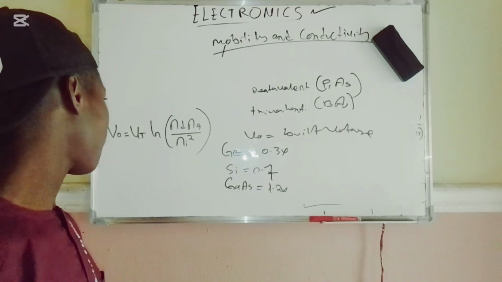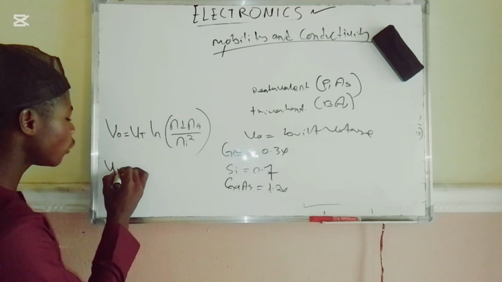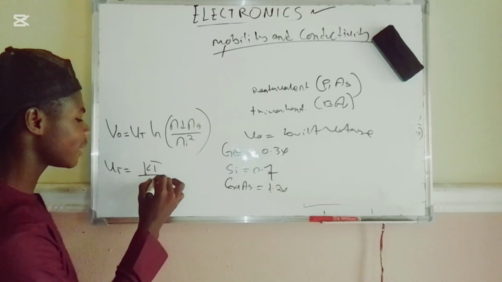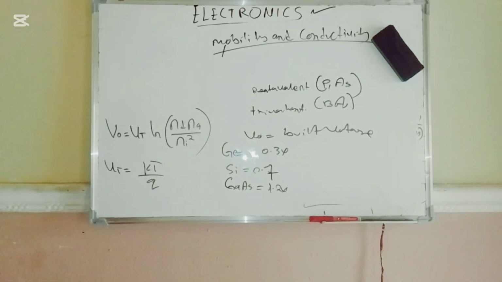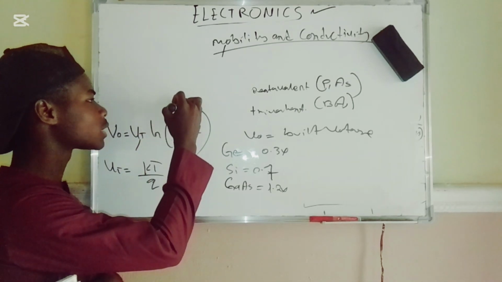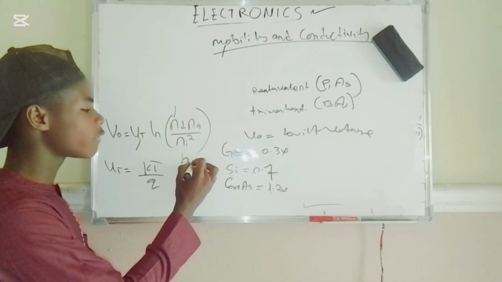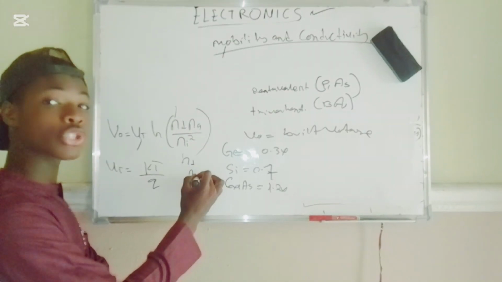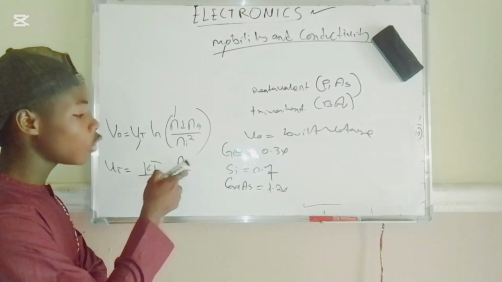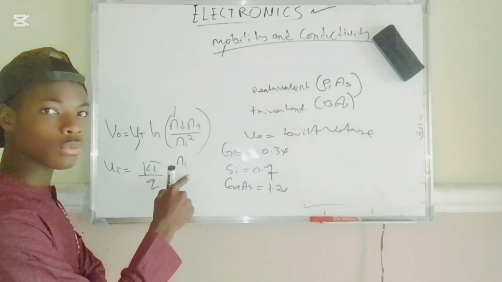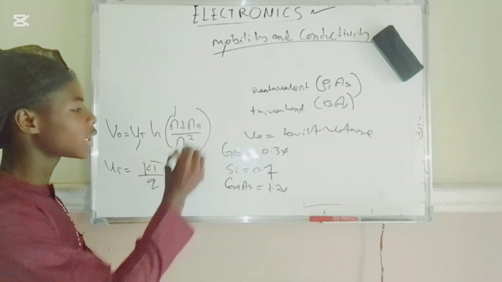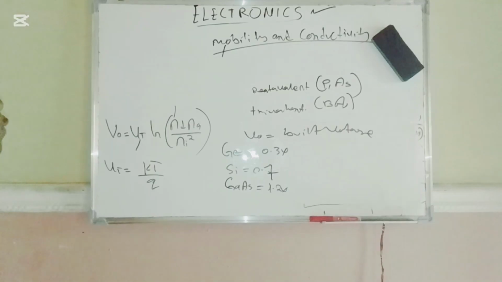So here, what is the thermal voltage? The thermal voltage is KT divided by Q. Yes, KT divided by Q. This is the natural log. ND is the number of donors, and NA is the acceptors. And NI is the intrinsic concentration of a semiconductor, so you have to square it.